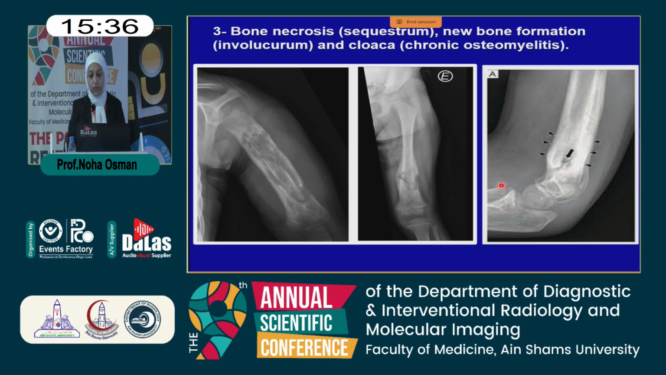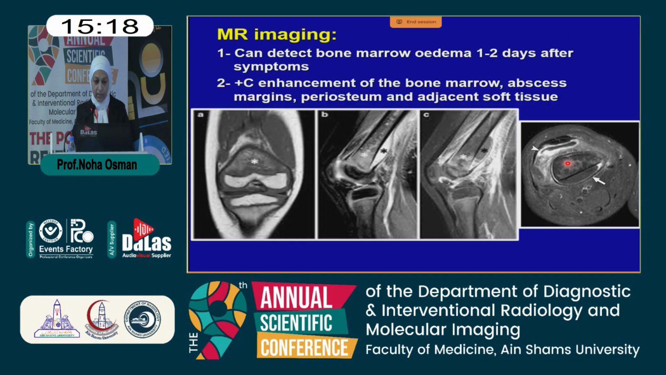Later, in the process of chronic osteomyelitis, there are the characteristic signs: the death or necrosis of the central bone, which is called sequestrum, and the newly formed bone, the involucrum, and we can see here the sinus opening or the cloaca, pathognomonic for chronic osteomyelitis.